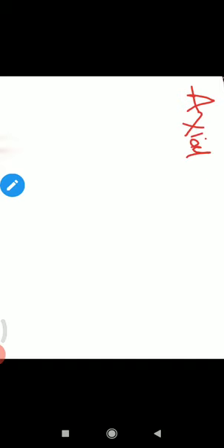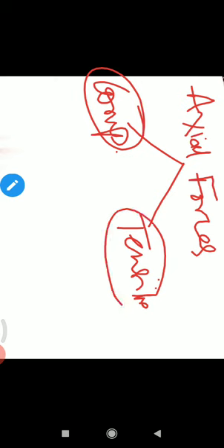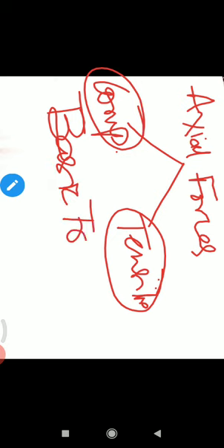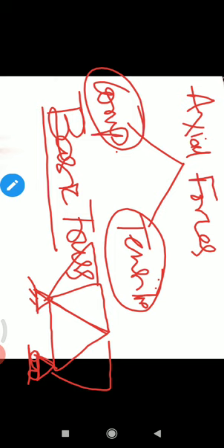Axial forces may be compressive or tensile in nature. So what is the basic form of a truss? The basic truss is a triangle. This is the basic form of a truss. If we go on adding triangle-like structures, then we get more complex trusses.